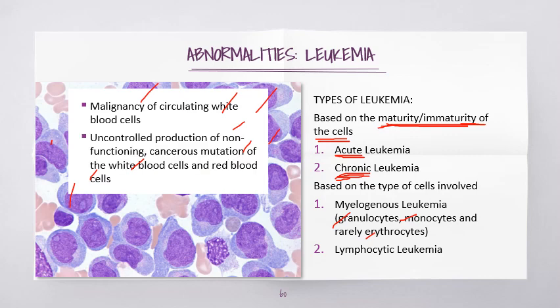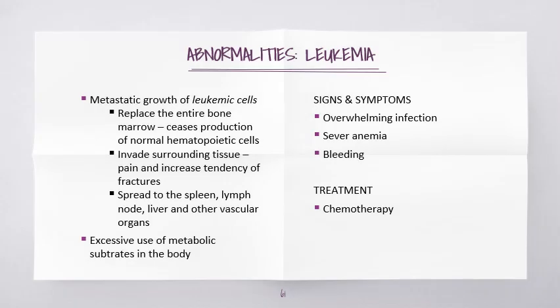So again, malignancy of circulating white blood cells. The effect of leukemia is primarily the metastatic growth of leukemic cells. So when they occupy the blood, the bone marrow produces a lot of abnormal cells. So they may replace the entire bone, which causes cessation of production of other hematopoietic cells. So patients will have anemia. They will have overwhelming infection and bleeding.